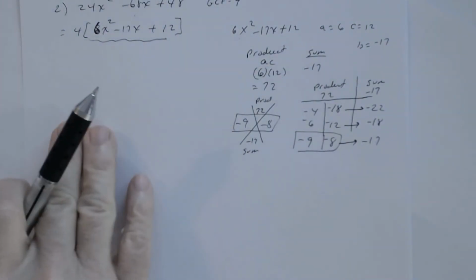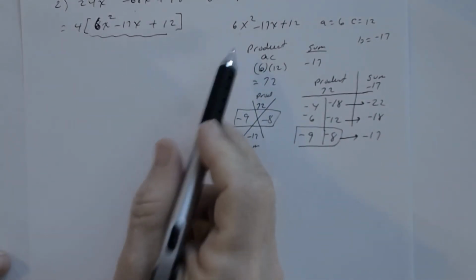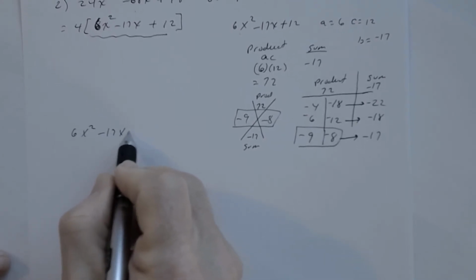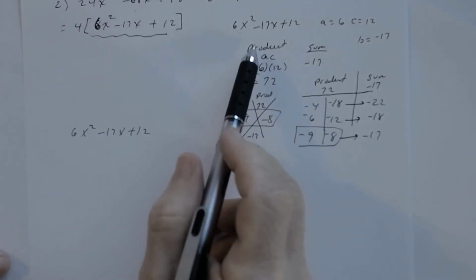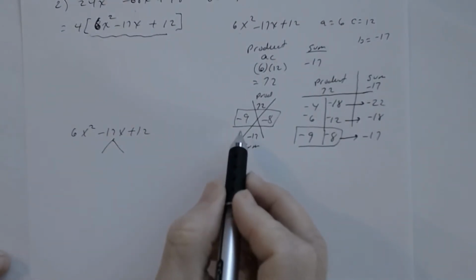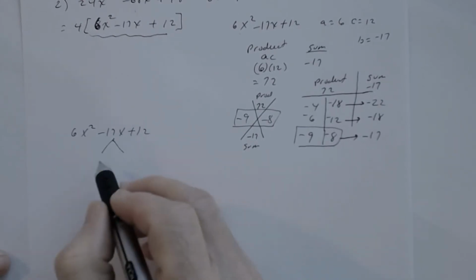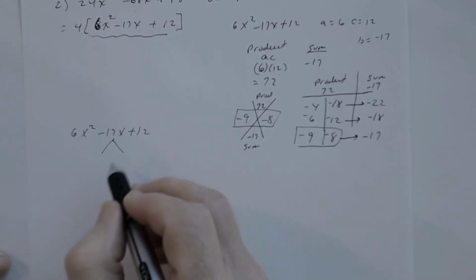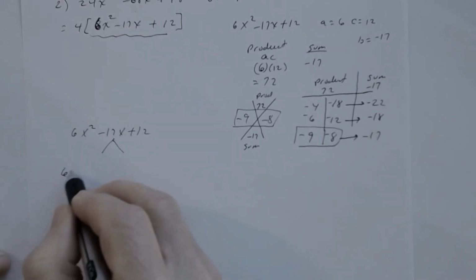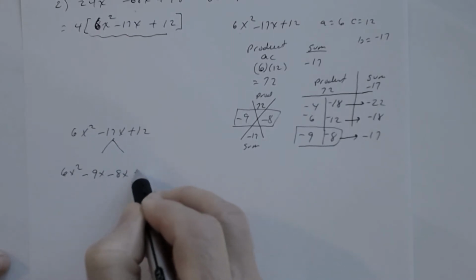So let's go off to the side and then rewrite this. So 6x squared minus 17x plus 12. Because remember, we're using the AC method on this. So I'm going to rewrite the middle term using those two numbers. And again, it does not matter whether you put negative 9x here or negative 8x here. It does not matter. Okay, so I get 6x squared minus 9x minus 8x plus 12.